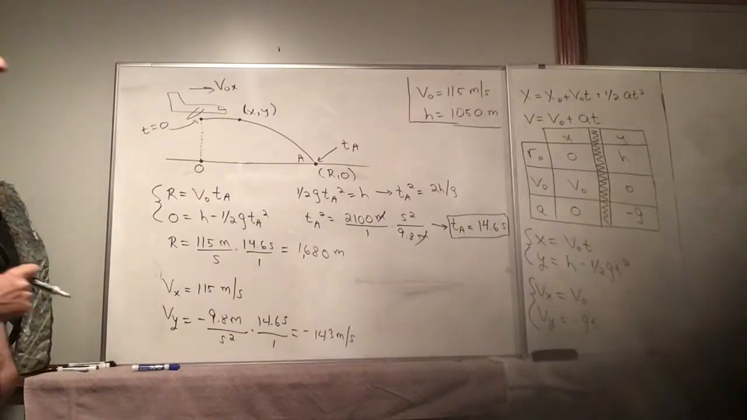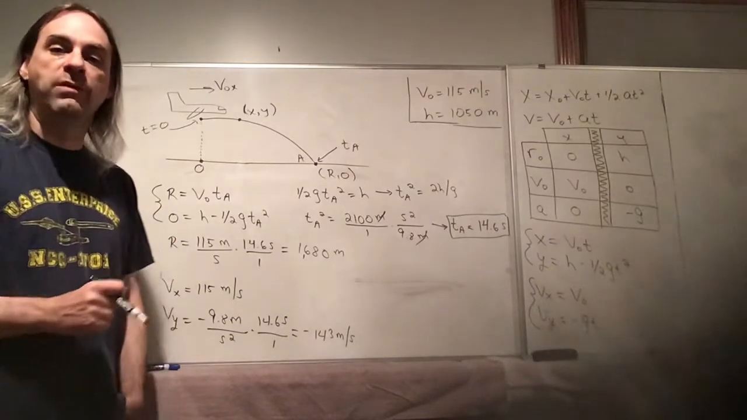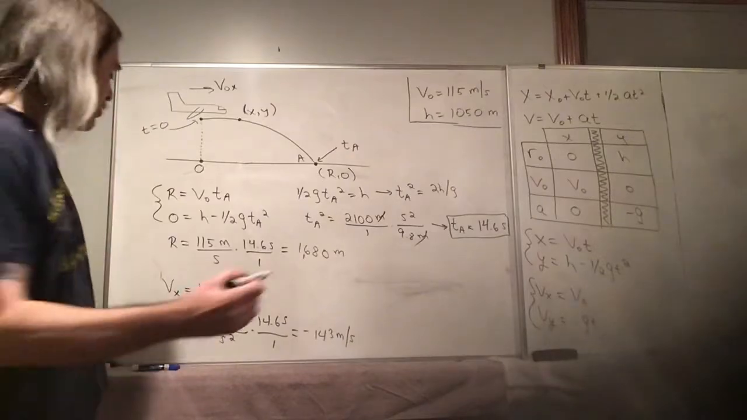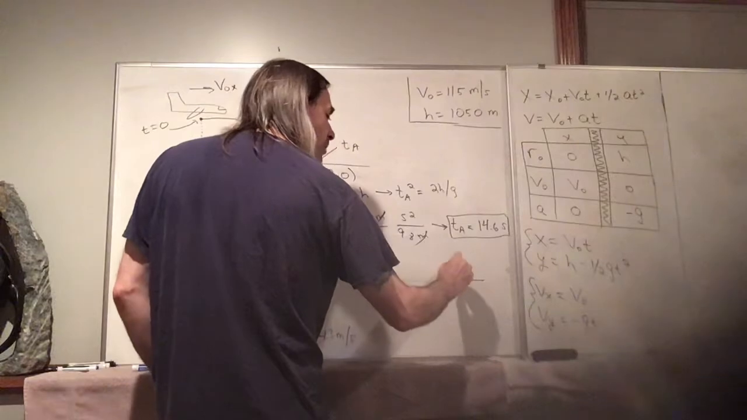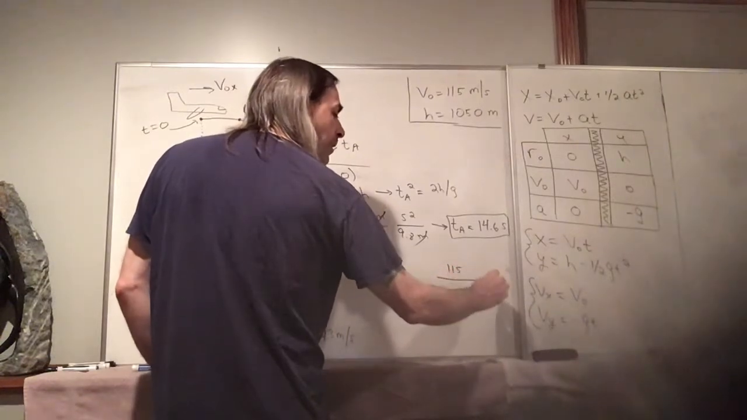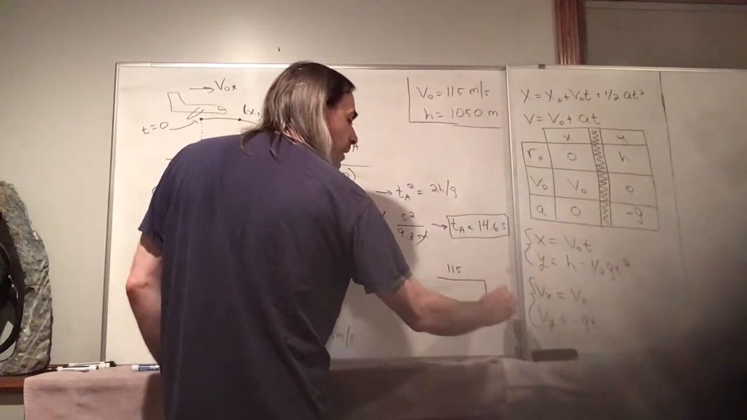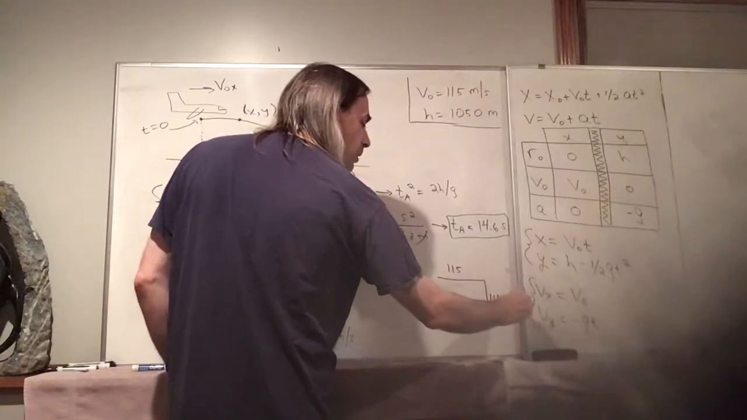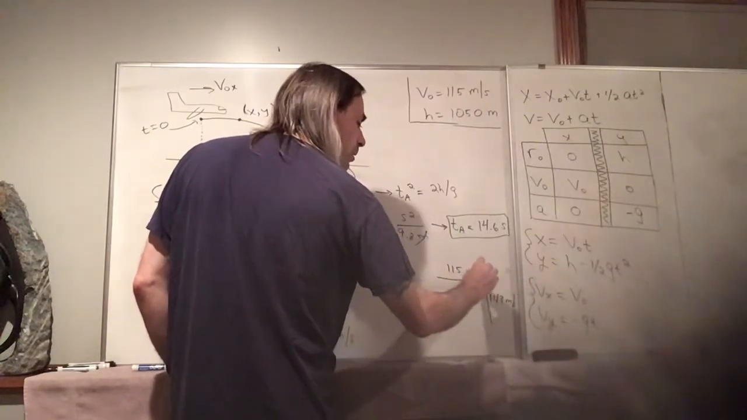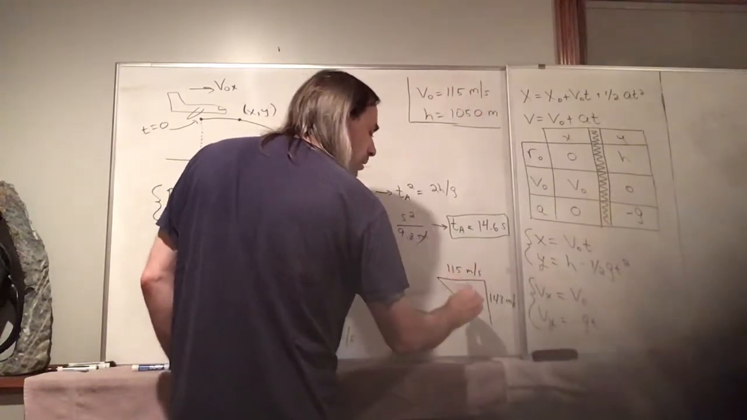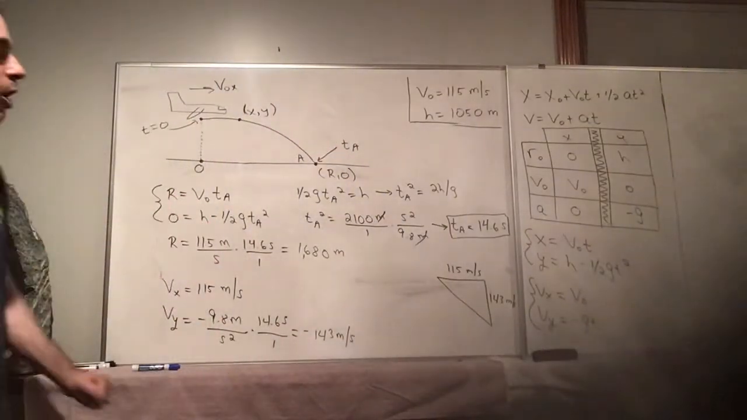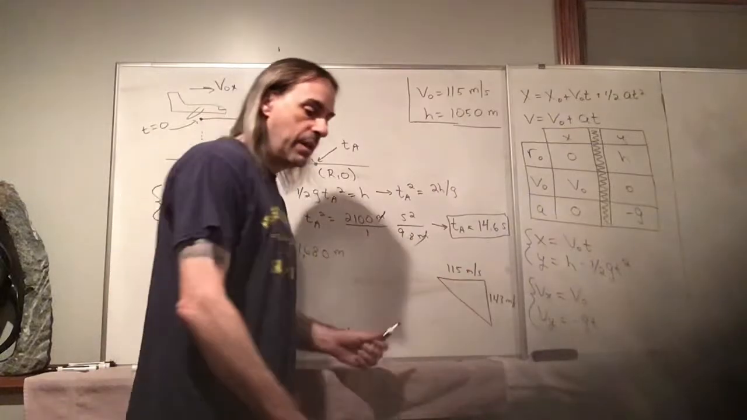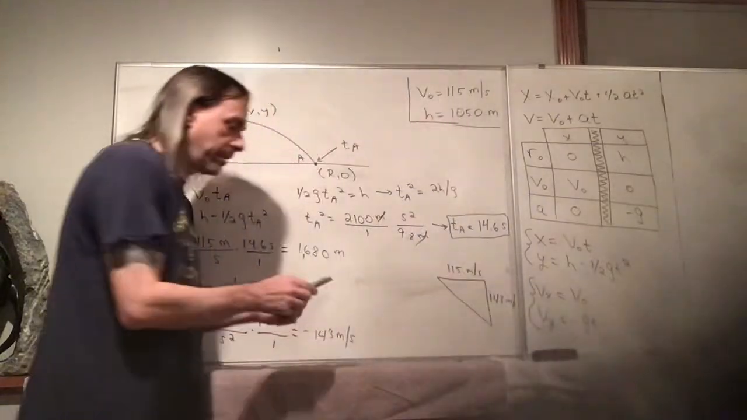And the last thing I want to do is convert this to polar form. So let's draw a triangle. We have Vx is 115 meters per second. And Vy is 143 downwards. And again, this is a right triangle because x and y are perpendicular to each other. So we can just use the Pythagoras theorem here.